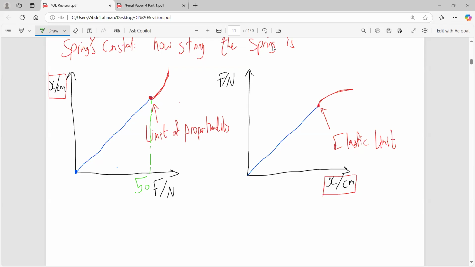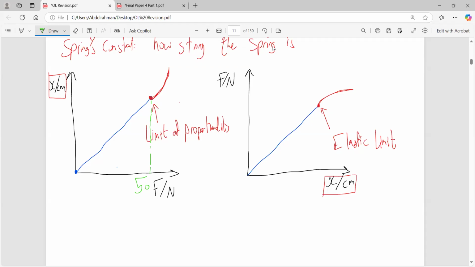But plastic deformation means that I will change the shape and it will no longer return to the original shape. So for springs, we usually need elastic deformation. We need the spring to return back to its original shape. If we have a rubber band, I need the rubber band to return to its original shape.